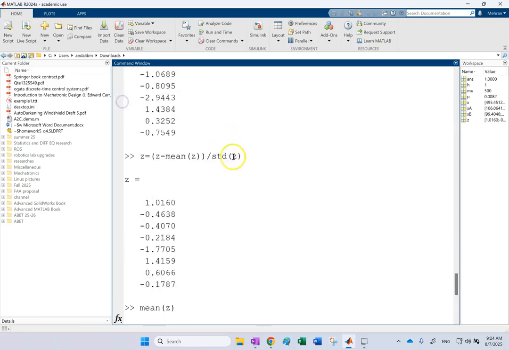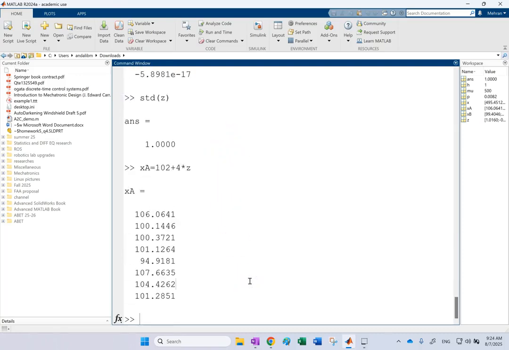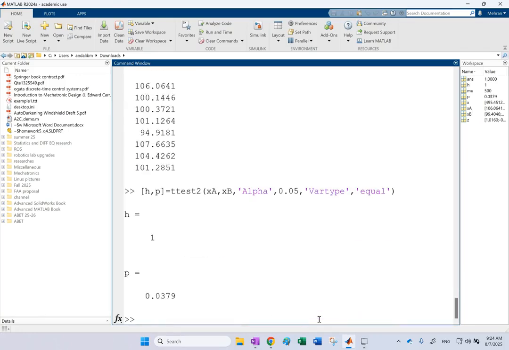And now I want to know whether the average of the data in group A and B are the same or not. So I use my test. So this is going to be X of A versus X of B. And I assume that they are equal variance and my alpha value is 0.05. And you see H is again 1. That means I should reject it. They are not basically equal. There is some significant difference between them.